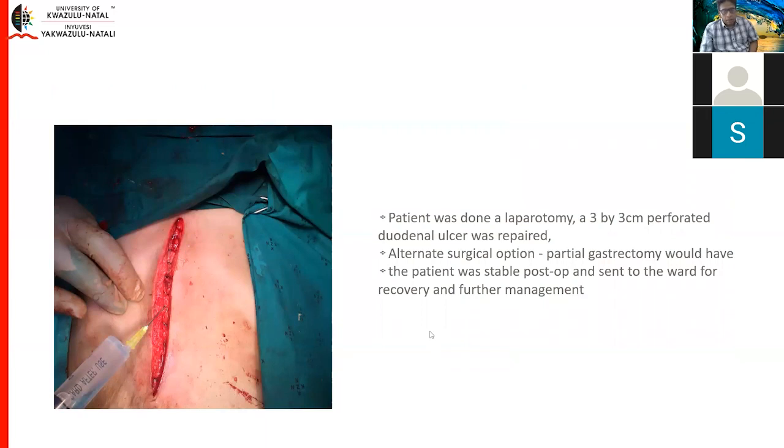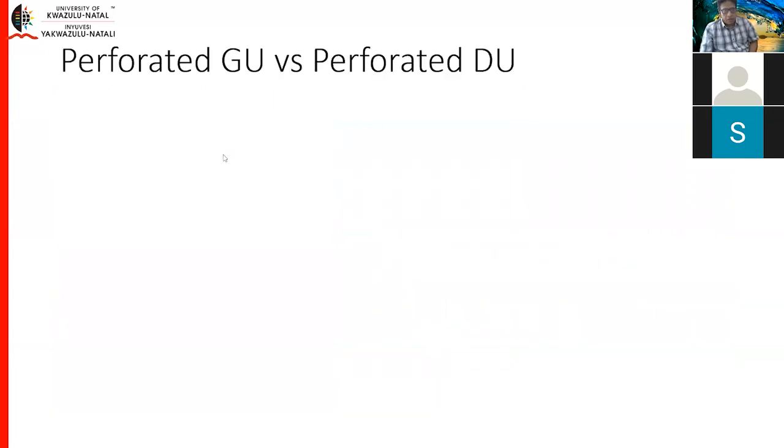Okay, now it's important to appreciate the difference between perforation of a gastric ulcer and perforation of a duodenal ulcer. These two are managed slightly differently. And we're going to ask someone to comment on that. Sunira Suktio.